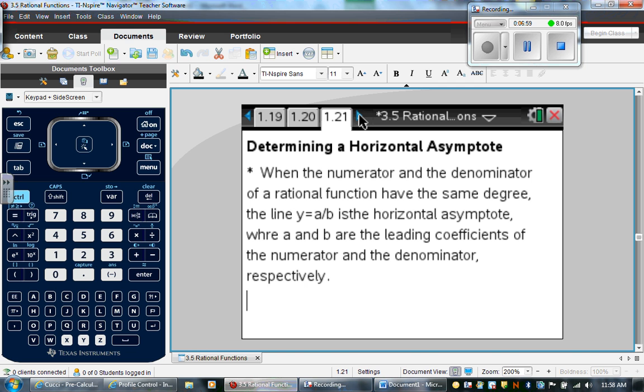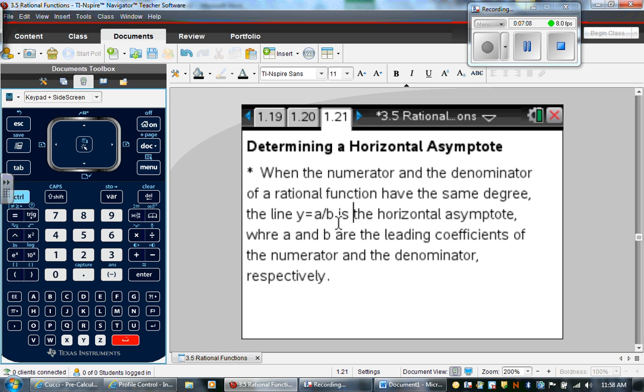Okay. So determining horizontal asymptotes, again, these are your rules. I have them written down for you, but again, you should make a flashcard. When the numerator and the denominator of a rational function have the same degree, the line y equals a over b is the horizontal asymptote. So again, you're taking the ratio of those leading coefficients.